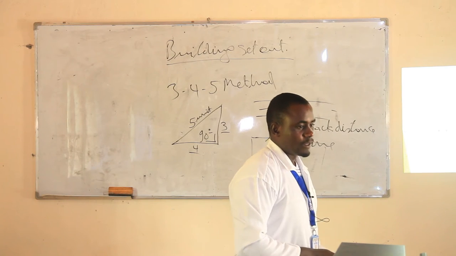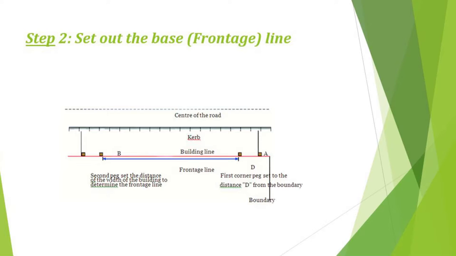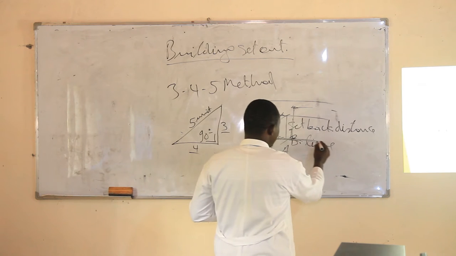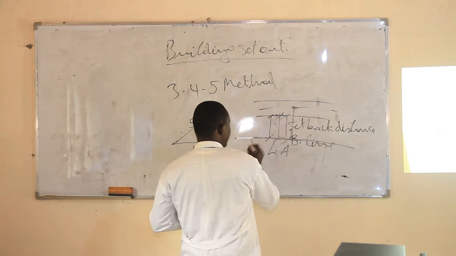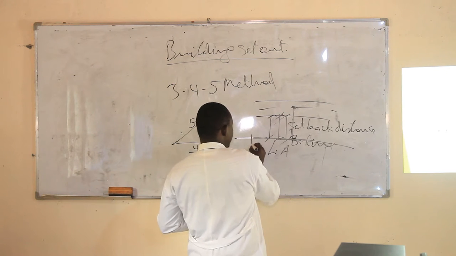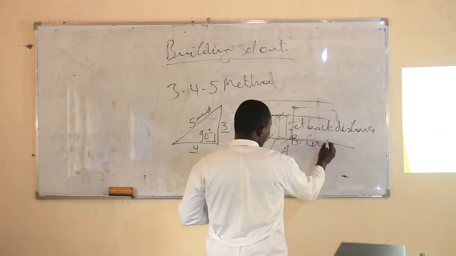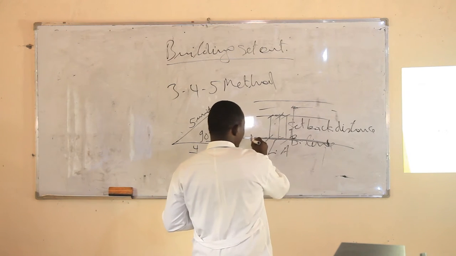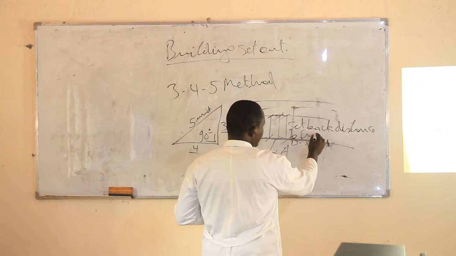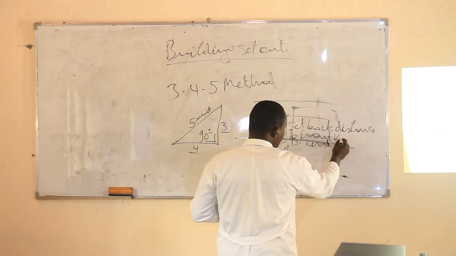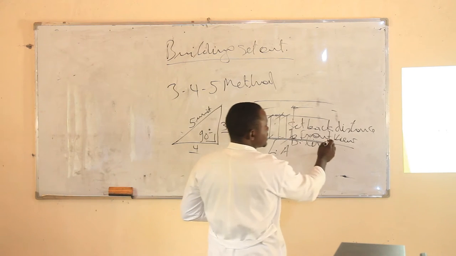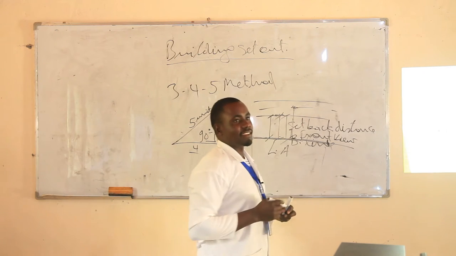Then step two is set out the base or frontage line. You set the base or the frontage line on the building line. This is the building line, you may set the front of your building. This is a front. Sometimes your front view must be in front of the road. So this is now called frontage line.